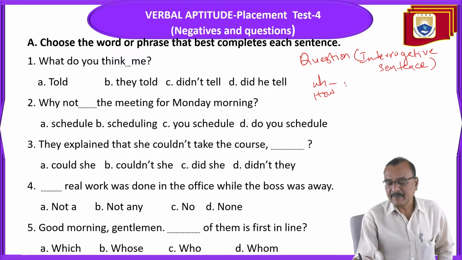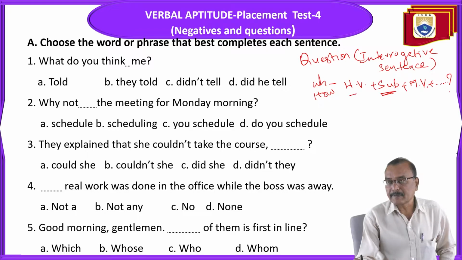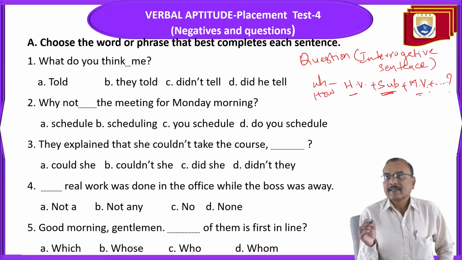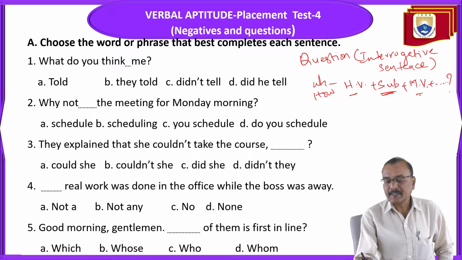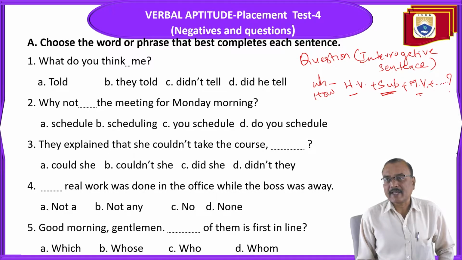Then the helping verb, then the subject, then the main verb, then the object or complement, then the question mark. So before the subject there should be a helping verb, and after the subject there should be the main verb. If there is a WH form, it should come before the helping verb, like who, what, where, when, why. Is it clear?